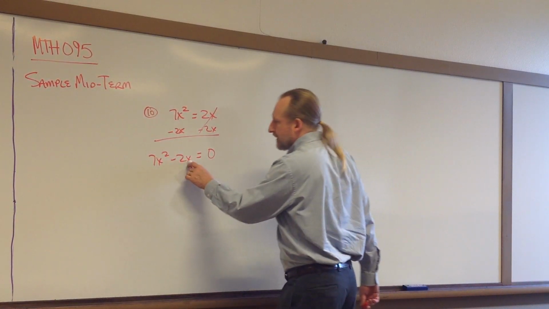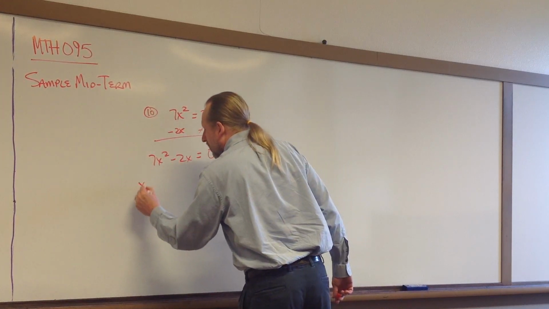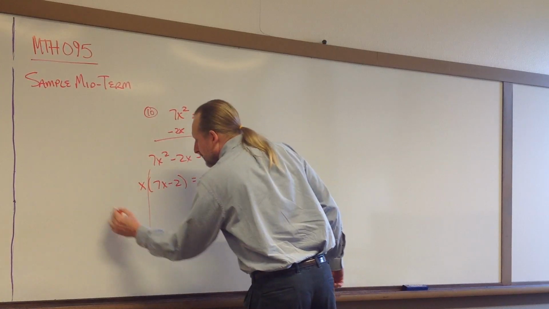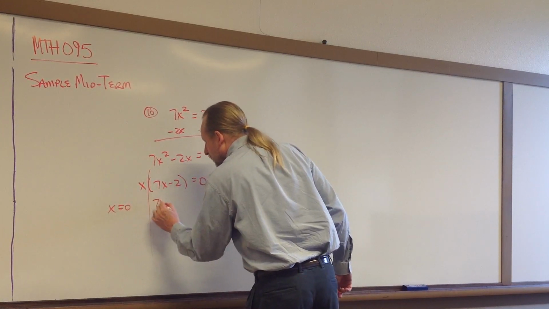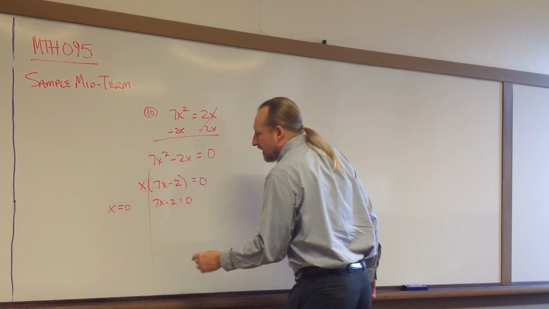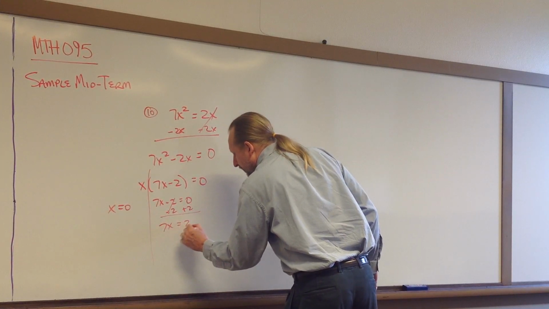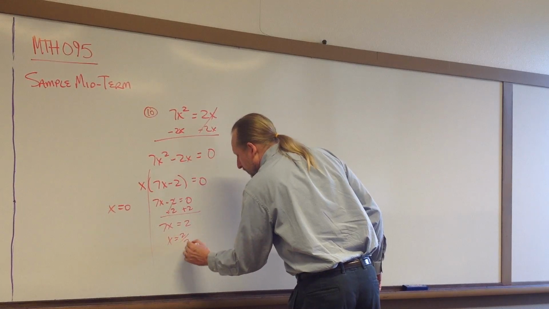Now you can factor this. Pull out the x. You're left with 7x minus 2. Split it in 2 pieces. X could be 0. 7x minus 2 could be 0. Get the x by itself. X equals 2 over 7.